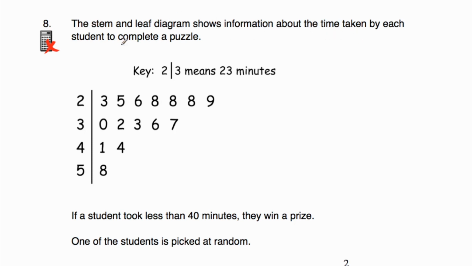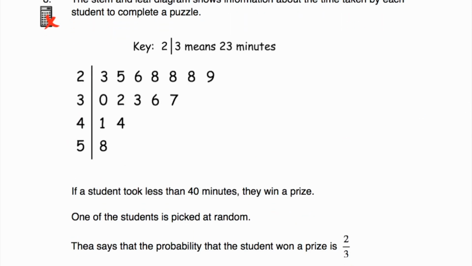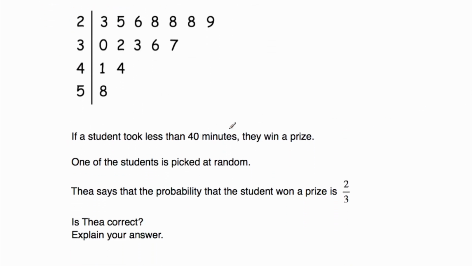time taken for students to complete a puzzle. So we've got a key, 2 line 3 means 23 minutes. So we've got 23 minutes, 25 minutes, all the way up to 58 minutes. And we're told if a student took less than 40 minutes, they win a prize.